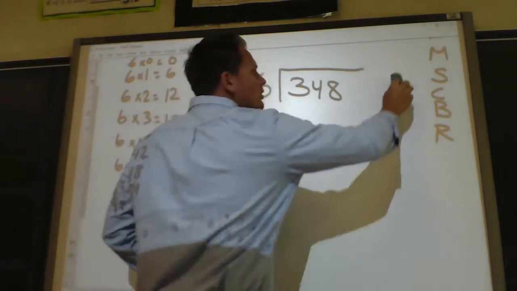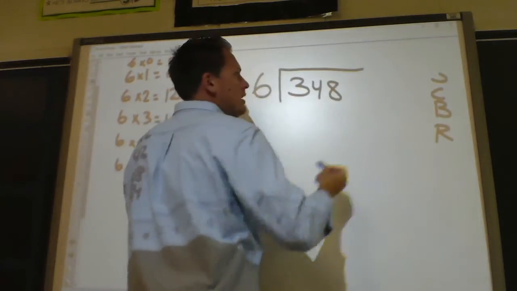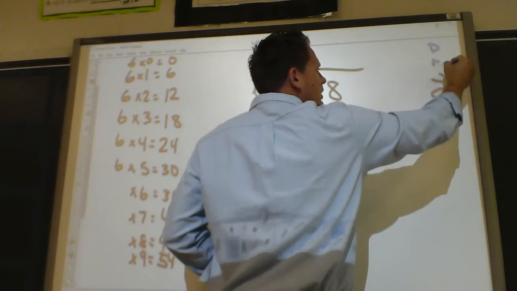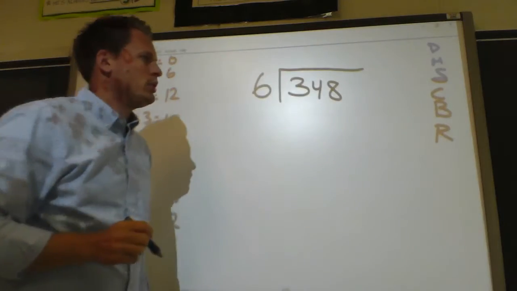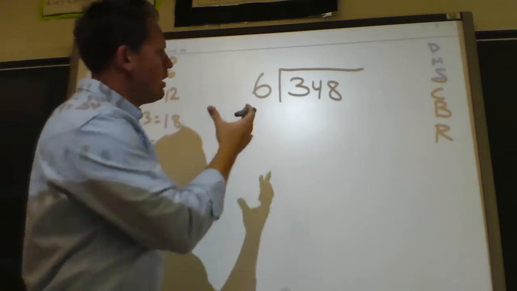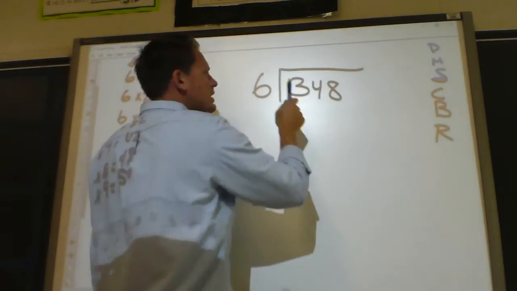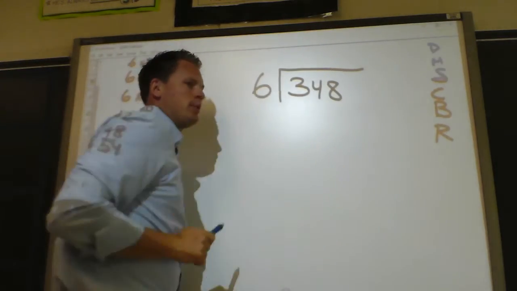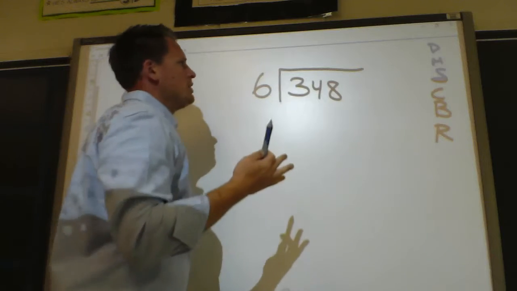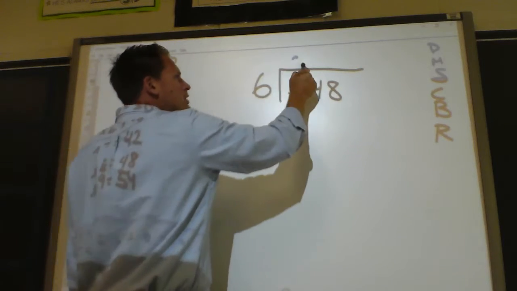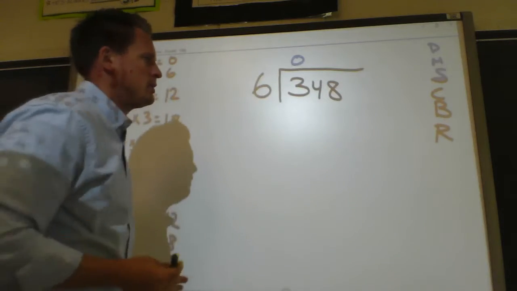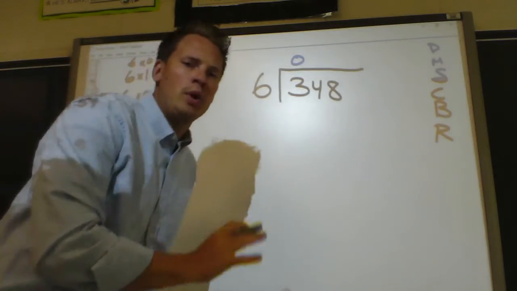So here we go. Let me show you this over here. Does McDonald's sell cheeseburgers raw. The very first question I'm going to ask myself is, how many times does 6 go into 3? It doesn't. It goes in 0 times. I like to put a 0 there. Some people put an X there. Some people skip it. I don't care what you put there.